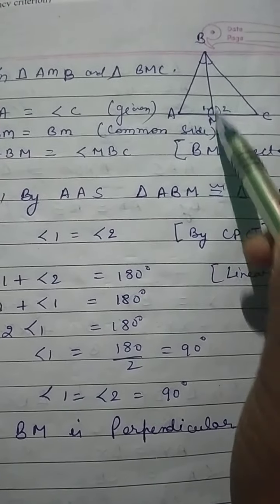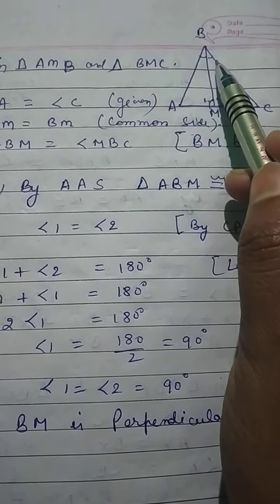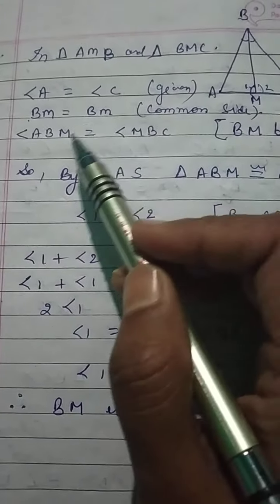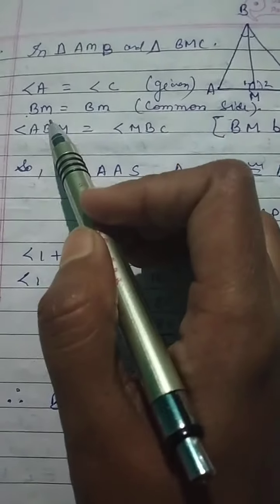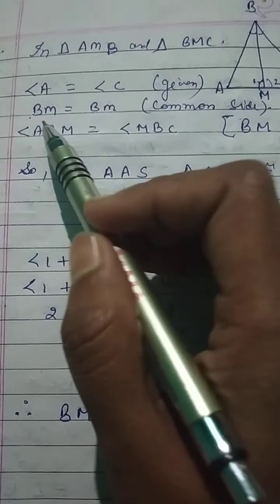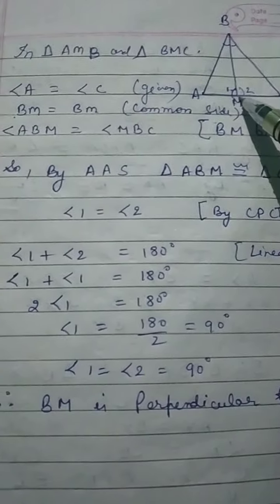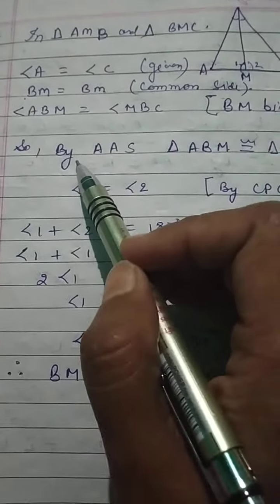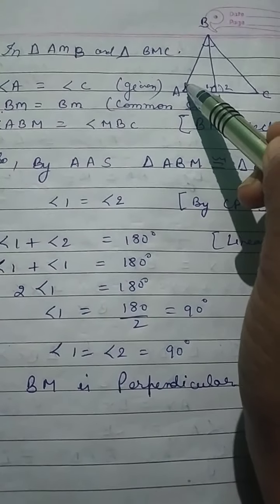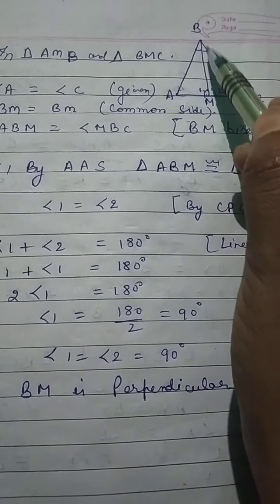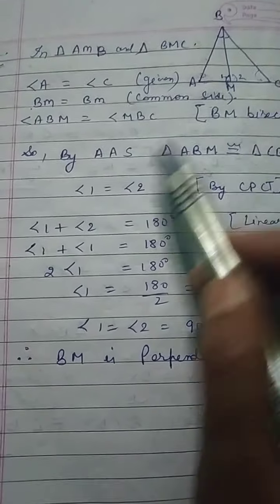So we know this is an angle bisector, so this angle is equal to this angle. Can we write angle ABM is equal to angle CBM, these two, because BM is the bisector of angle ABC, and BM equals BM, common side, and angle A is equal to angle C. It is also given. So by angle, side, angle, these two triangles are congruent.